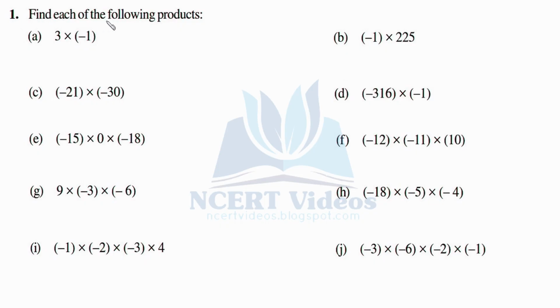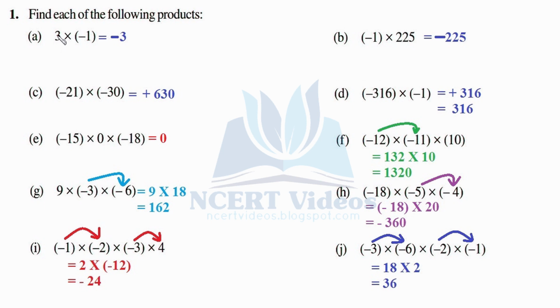Question first. Find each of the following products. So these are the following questions. We have to find products of the following questions. Part A: 3 into minus 1. So 3 into 3, plus minus minus. Therefore the answer is minus 3.